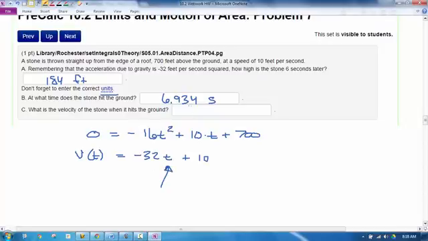And the next question, what's the velocity of the stone when it hits the ground? Just plug in that time, because at that time it hits the ground, so plug in that time to the velocity equation and we'll get the velocity, which in this case gave me negative 211.9, and don't forget the feet per second.